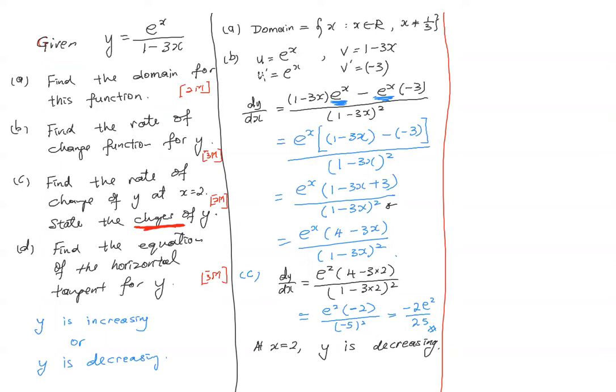Decreasing at the rate of 2e squared over 25. The decreasing here is because of the negative sign. So the graph, if this is x equal to 2, correct? The graph should go down at x equal to 2. Are you clear? So that is the meaning of state the changes of y, or interpret the gradient.